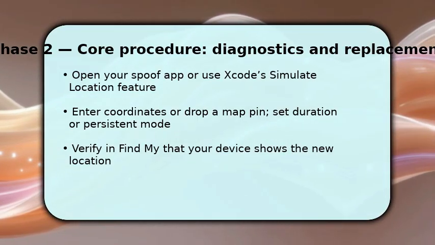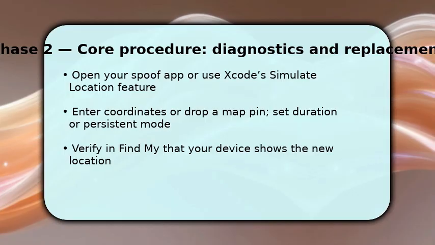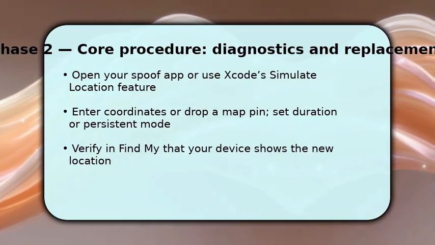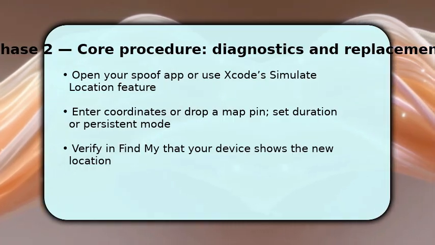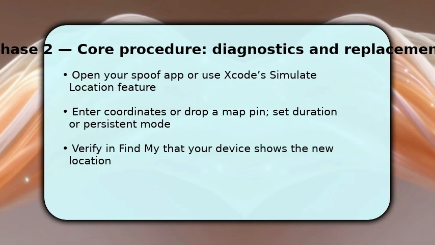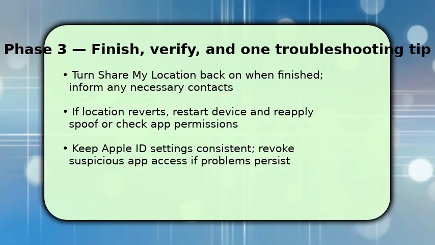After initiating, open Find My and refresh. Your device should show the new spot. If it doesn't, toggle airplane mode briefly, then reconnect. This forces a location update and clears cached positions. Complete the process by turning Share My Location back on, only if you want others to see the spoof.